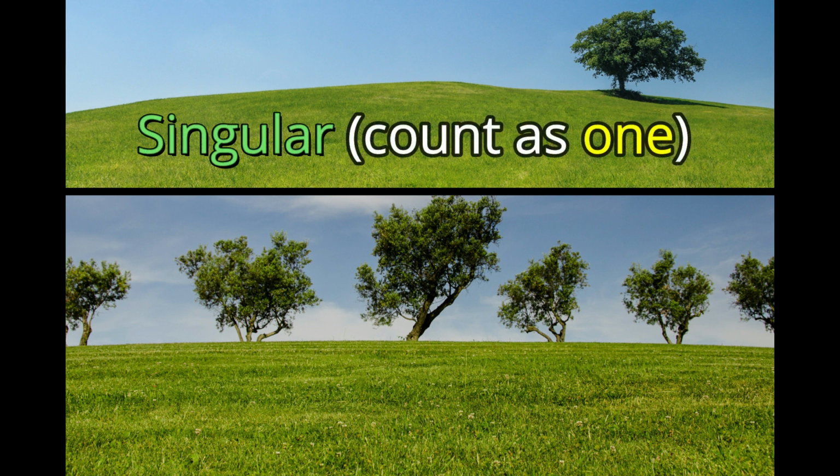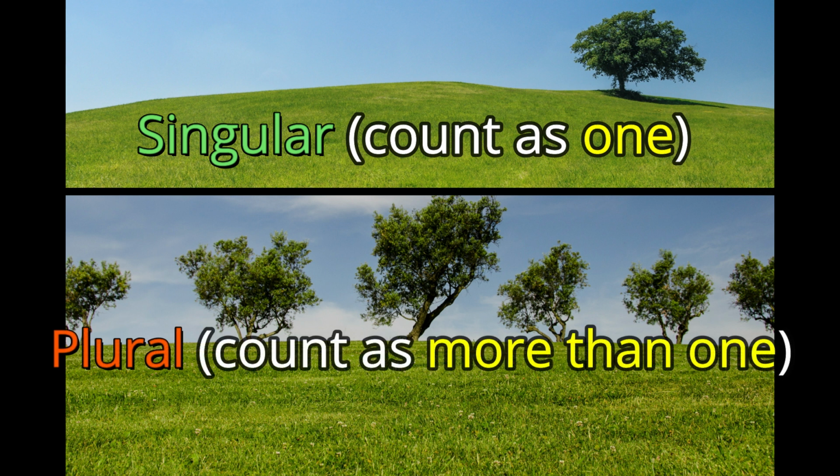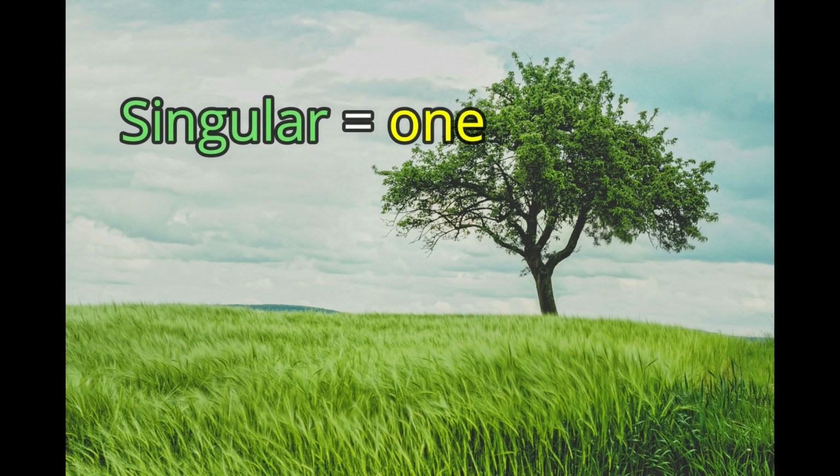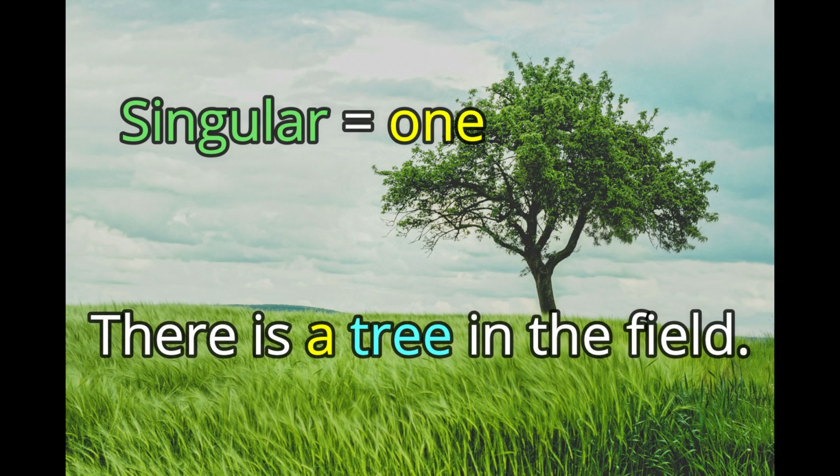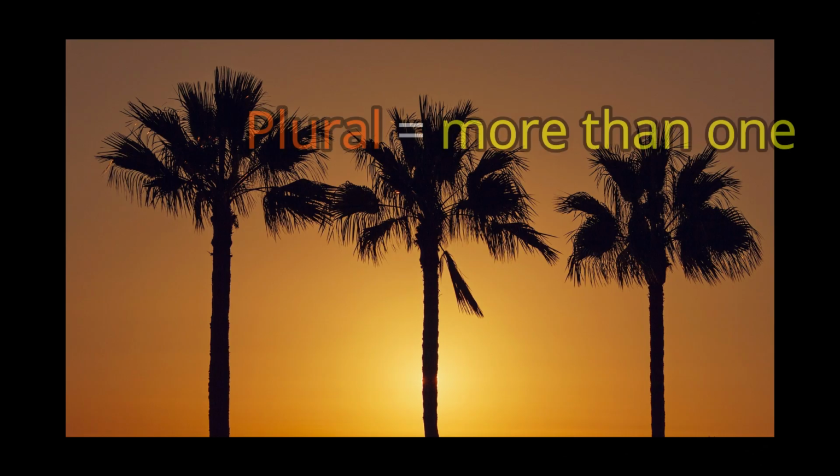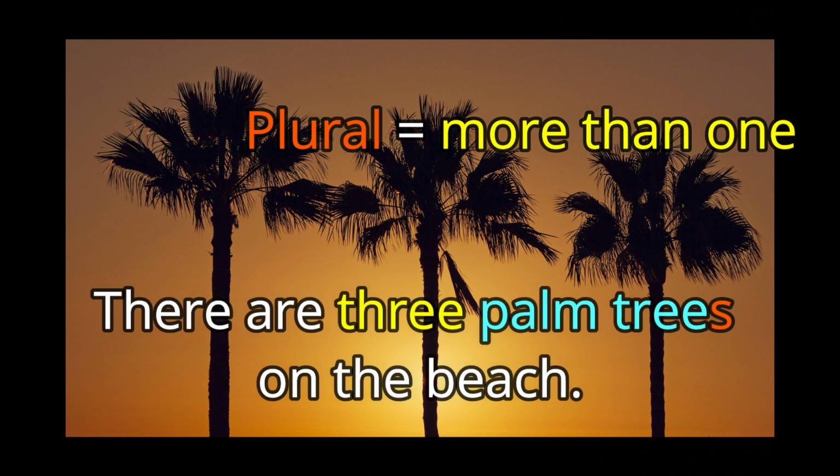Countable nouns can be singular, count as one, or plural, count as more than one. For example, singular, there is a tree in the field, or plural, there are 3 palm trees on the beach.